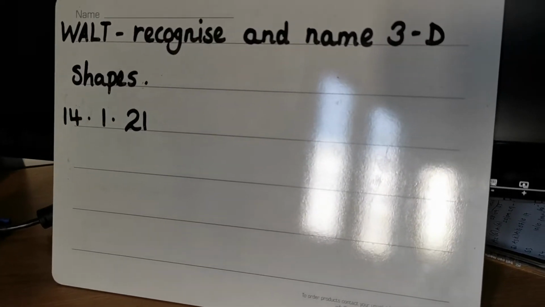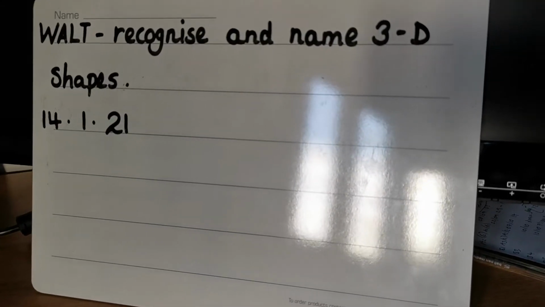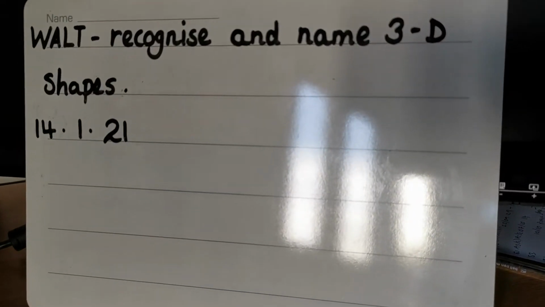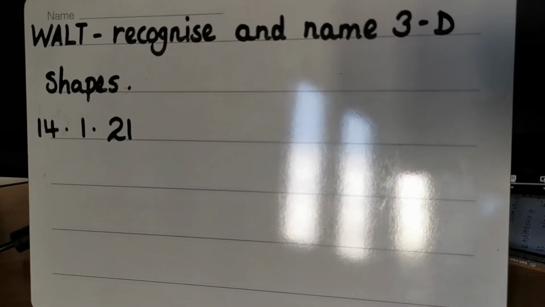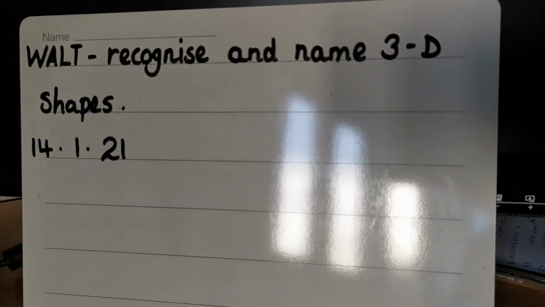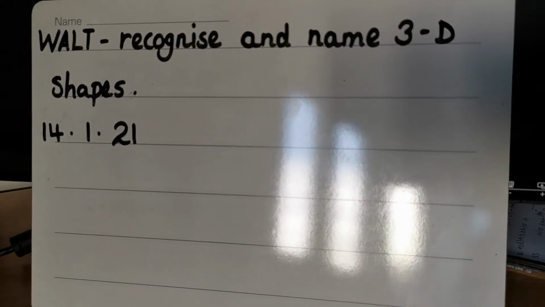It should be the 14th of January, so 14.1.21 if you're going to write the short date today. And today we're going to do some more work on 3D shapes. So our WALT is to recognise and name 3D shapes. Same WALT as yesterday, but we're going to look at them in a little bit more detail today.